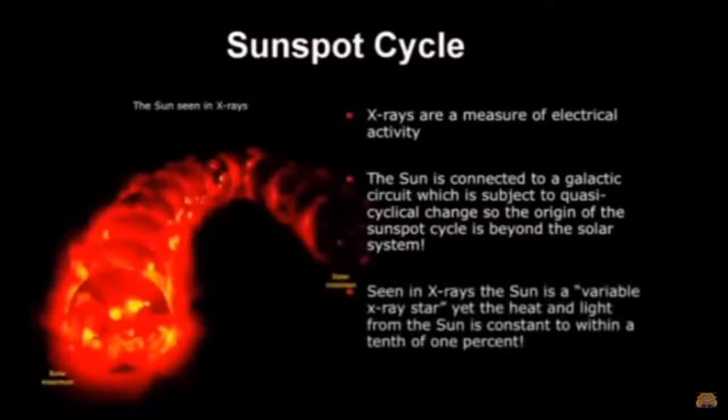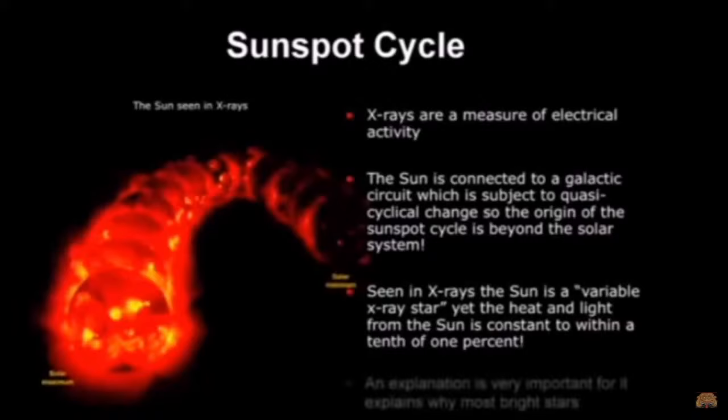Seen in X-rays, the sun is a variable star, and yet the heat and light from the sun is constant to within a tenth of 1%. An explanation is very important, for it explains why most bright stars shine steadily. And it's not like the 4th of July.